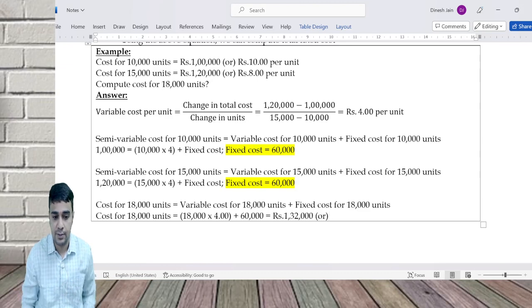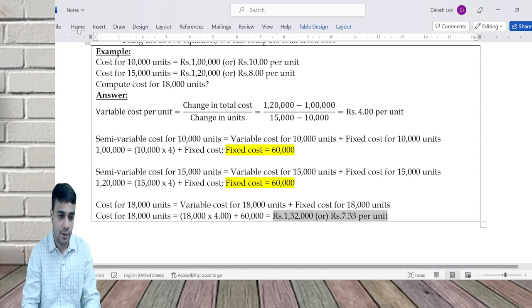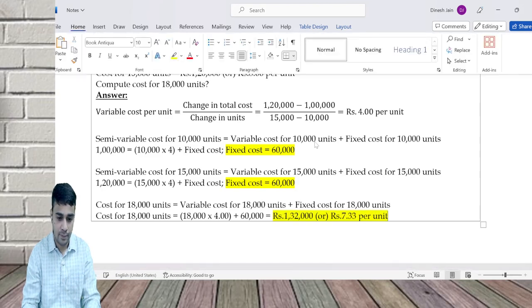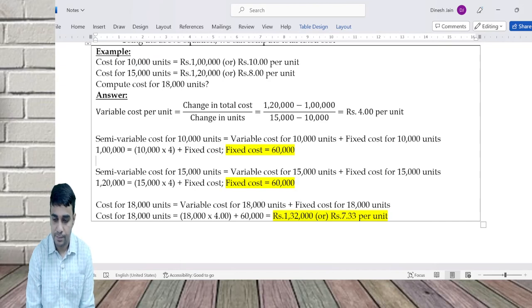Or can you divide by per unit? Can you divide by 18,000? 7 point. This per unit is not needed. I'm just doing it here to explain something. Per unit is not needed as such. 132 or 7.33 per unit. 1,32,000 or 7.33 per unit. This per unit is technically not needed.